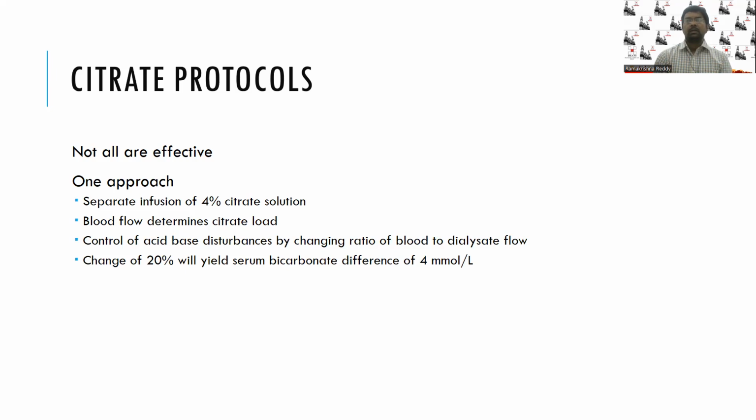The amount of citrate delivered into the circuit is determined by the blood flow. So by controlling the blood flow and the dialysate flow and achieving the optimal ratio of blood to dialysate flow, you need to control the acid-base disturbances. For example, if there is alkalosis, you need to reduce the blood flow so that the amount of citrate delivered will be decreased. By changing the blood flow to dialysate flow ratio by 20%, you can yield a bicarbonate difference of 4 millimoles per liter.